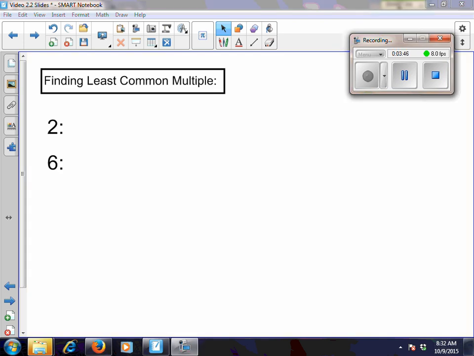Okay, now it's your turn. Find the least common multiple of 2 and 6. Press pause on the video, give it a try on your own, and then press play to self-check. Don't cheat. Come on, press pause. Make sure you do this on your own first, and then self-check.